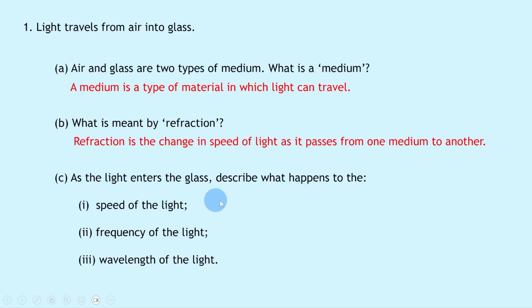Part C says as the light enters the glass, describe what happens to the speed of light, the frequency of the light and the wavelength of the light. Well, going from a less dense medium into a more dense medium, remember the speed of light decreases, the frequency of the light should stay the same, and the wavelength of the light does the same as the speed. So if speed decreases, then the wavelength of the light decreases as well.